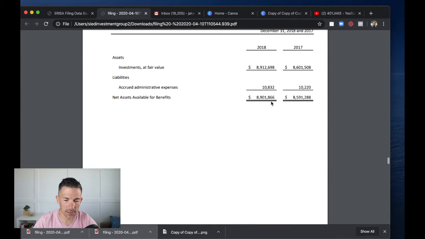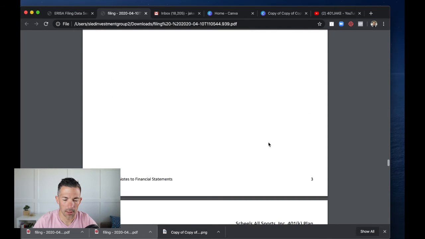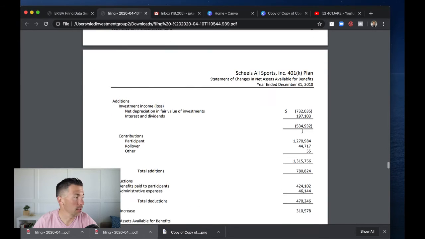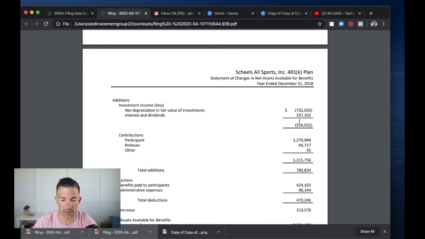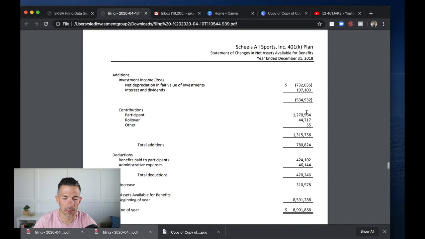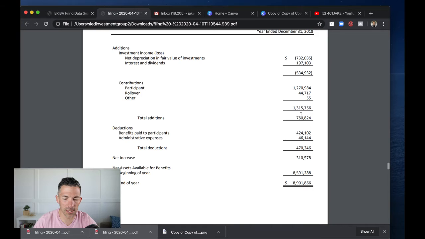Then you get into assets. So this plan has $8.9 million. And scroll down even further. There is an investment income. So they lost. The end of 2018 was a dip. The market dropped significantly. This is that contribution amount, 1.2 million. So 1.3 went in. So you use that as the flow.